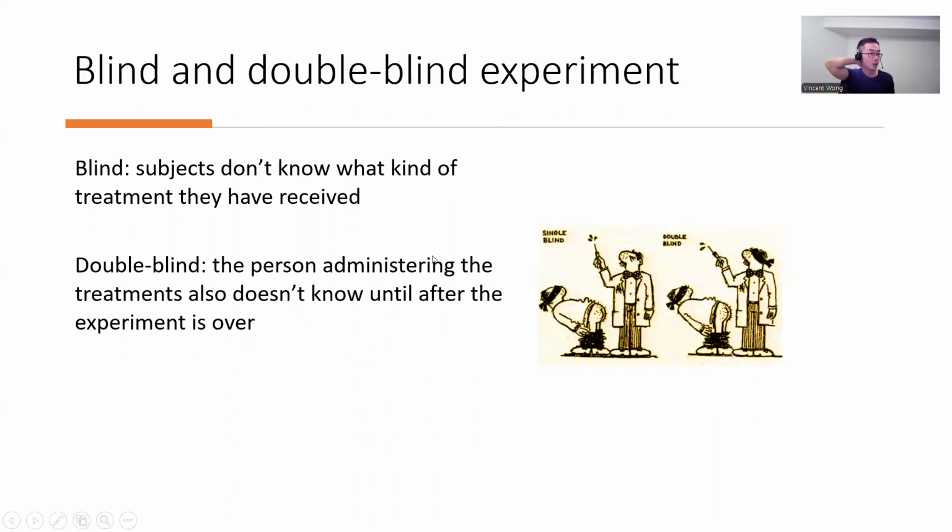Now, when you do an experiment with humans, sometimes people do what's called a blind experiment. In a blind experiment, the subjects, the people who are being tested on, don't know what kind of treatment they are receiving. So that will help minimize the bias in the subjects. Now, sometimes minimizing the bias is not as important as in other cases.